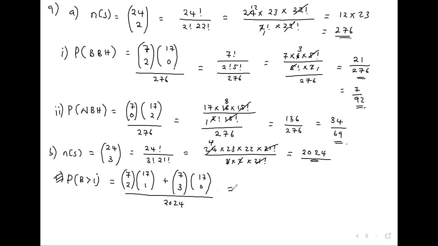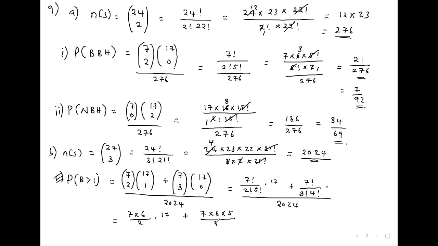So 7 choose 2, that's 7 factorial over 2 factorial 5 factorial, multiplied by 17 choose 1, which is just 17. Plus 7 choose 3. So we get 7 factorial over 3 factorial, 4 factorial, since 7 minus 3 is 4. Multiplied by 17 choose 0, which is just 1, in fact. So need not write anything. This will be divided by the total. What's remaining now if we simplify this? 7 factorial is 7 by 6 over 2 by 17 plus 7 by 6 by 5 over 3 by 2. Everything over the total.